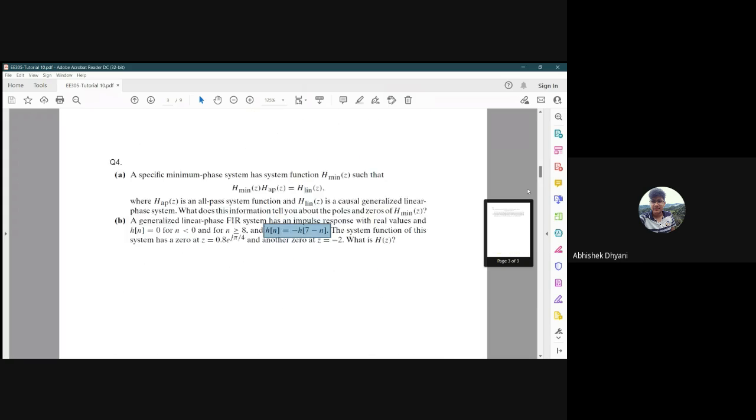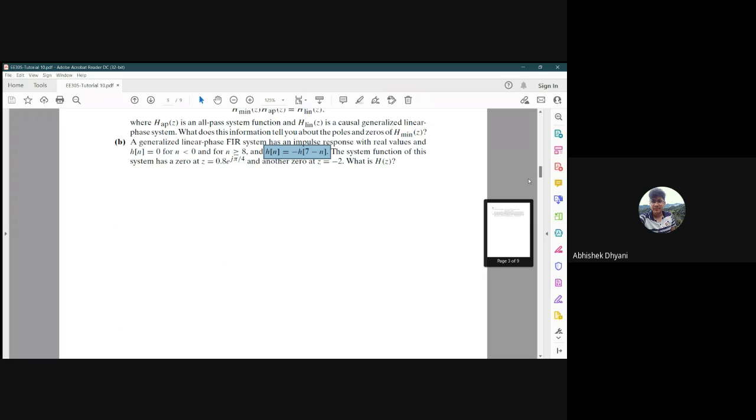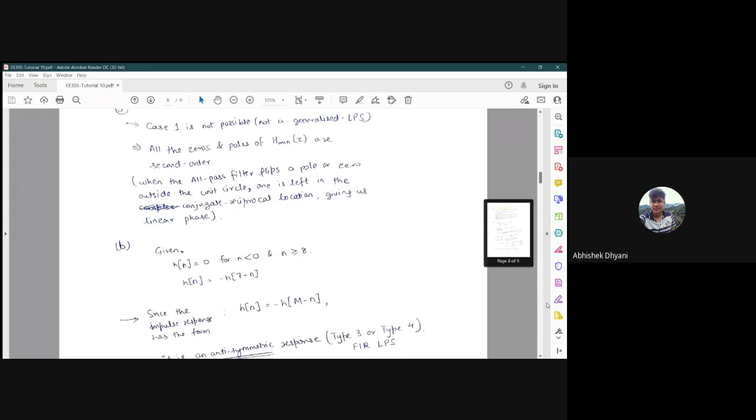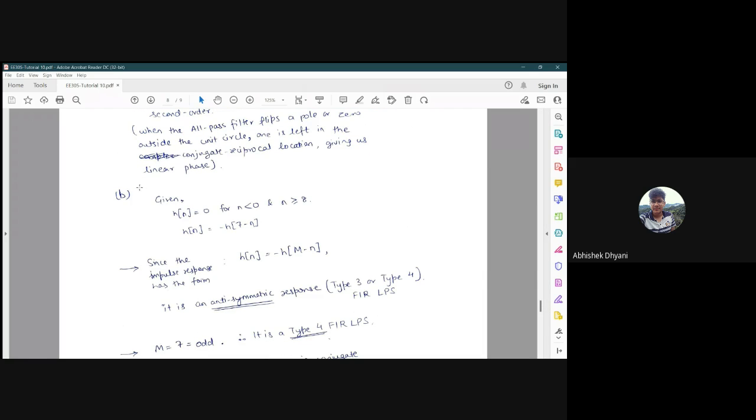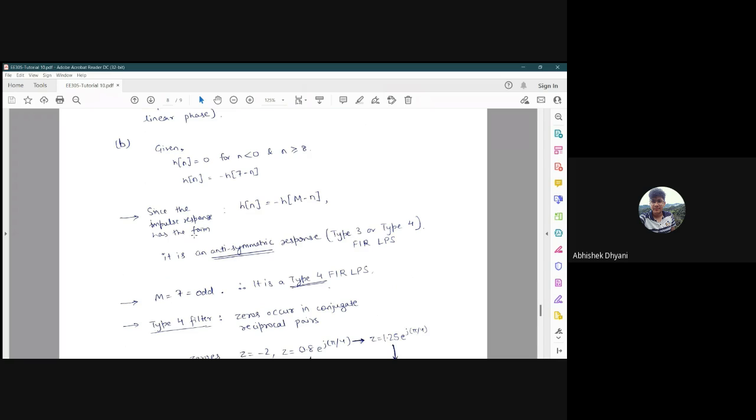So coming to the question, we have to find out H(z), given that these two are the zeros. z is equal to 0.8 e raised to the power j pi by 4 and z is equal to minus 2. This is the information that is given to us. So we compare it with the impulse response of the form h[n] is equal to minus h[M minus n], which shows us that it is anti-symmetric, that is, it is a type 3 or type 4 FIR linear phase system. And since M is odd, it is a type 4 FIR linear phase system.